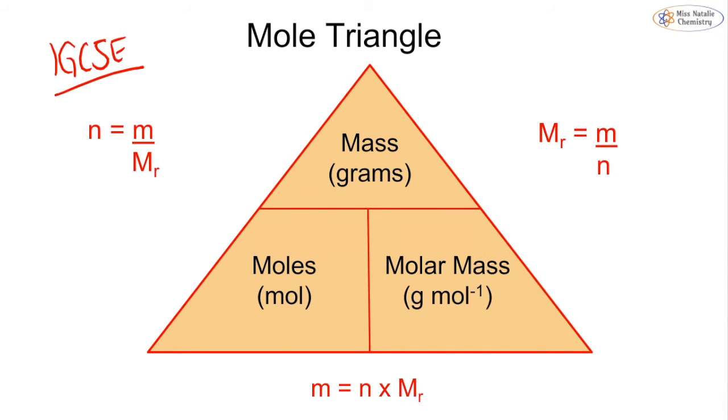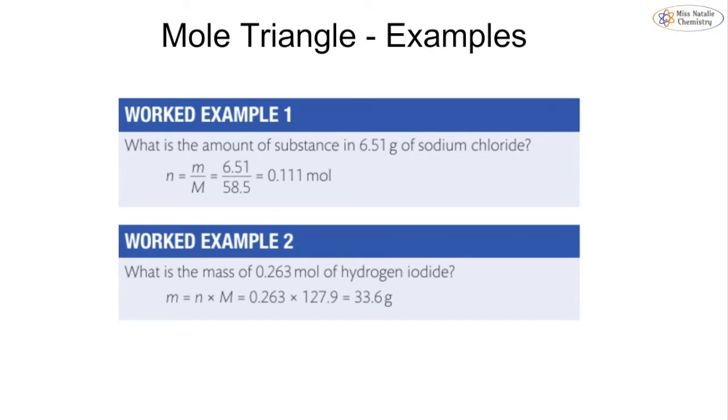So the number of moles is equal to the mass divided by the molar mass. So for example, if I have 6.51 grams of sodium chloride, I divide that by the molar mass of 58.5 and I get 0.111 moles. Or what's the mass of 0.263 moles of hydrogen iodide, which is HI? I take the number of moles and I multiply it by a mass of 127.9 and I get 33.6 grams. So this should be simple revision for you, but if you want to have a go at some of the questions, you can look in the A-level textbook and there's some examples there.